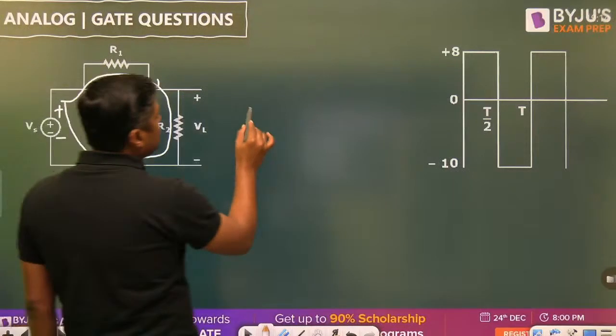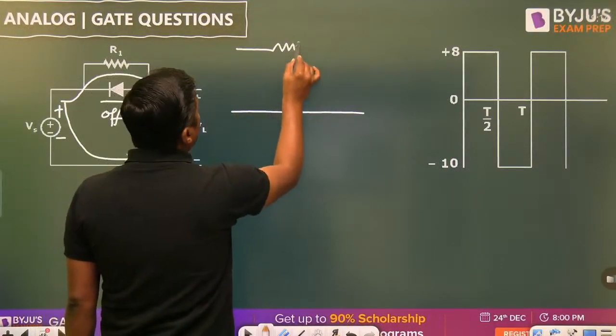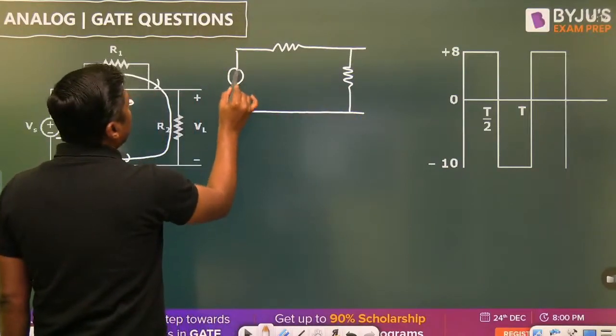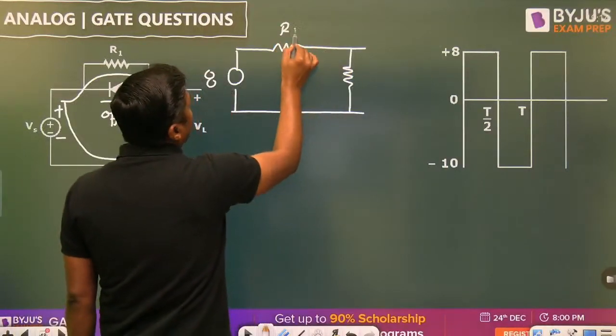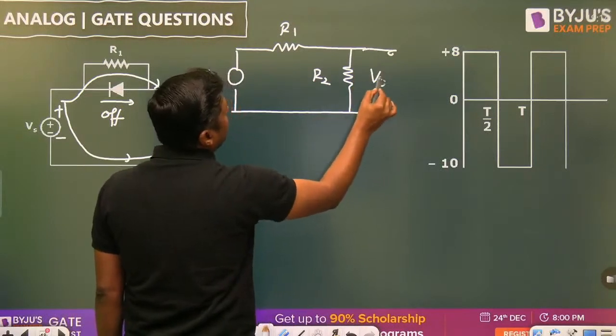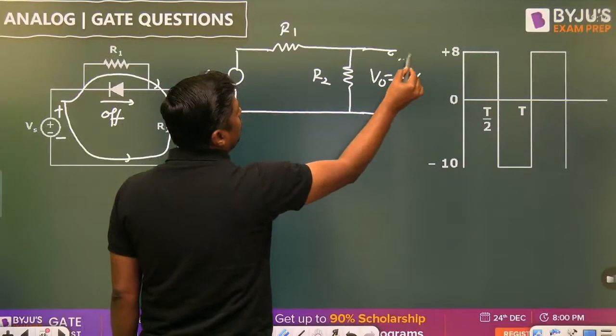So what about the diagram? Diode is off. That's why we are having the 2 resistors connected in series. And here we are having the 8 volt, because during the positive half it is a constant volt. Both the resistors are equal, and that's why the output is divided into 2 parts, 4 volt, and therefore the output is 4 volt.